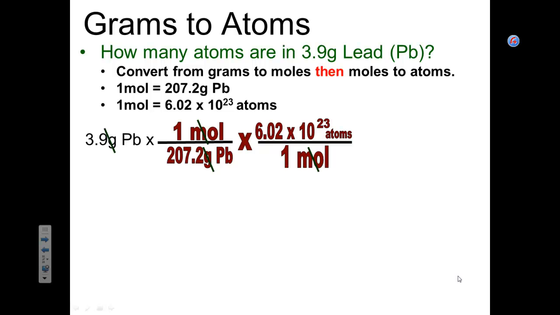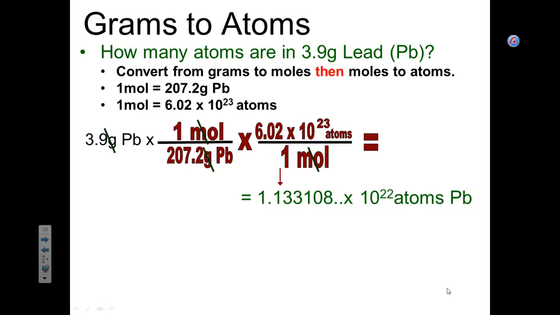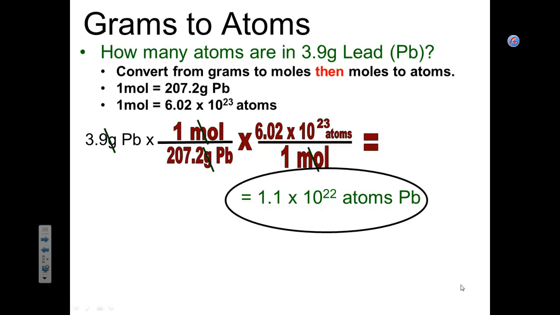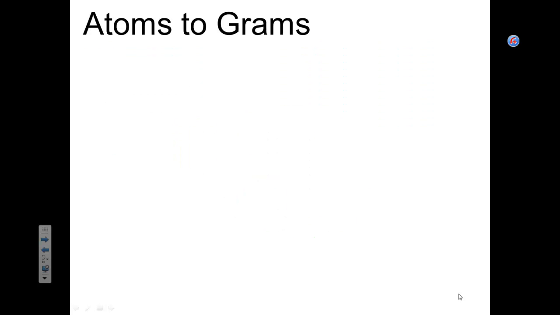So grab your calculator and this time divide 3.9 by 207.2, and we multiply by 6.02 times 10 to the 23rd. If you do that, you'll find it equals 1.133108 and then some times 10 to the 22nd atoms of lead. 3.9 has only 2 significant figures, so we're going to look at our second sig fig. Look one to the right. It's less than 5, so our 1 stays the same, and our answer is 1.1 times 10 to the 22 atoms of lead.